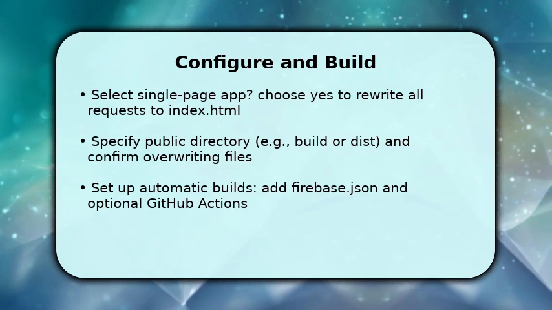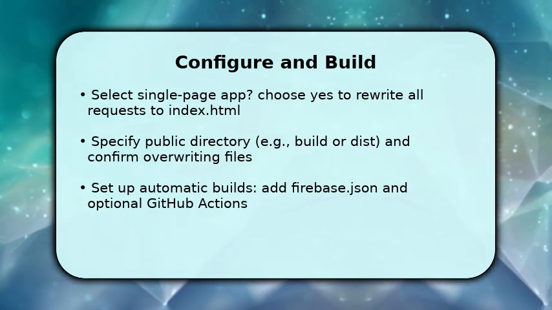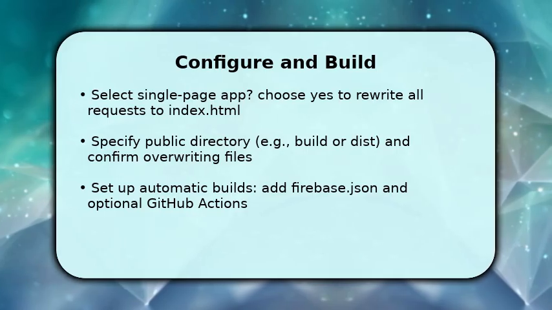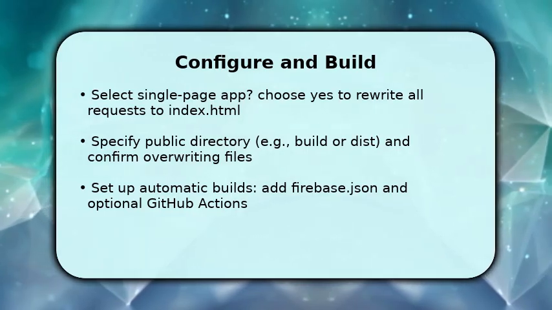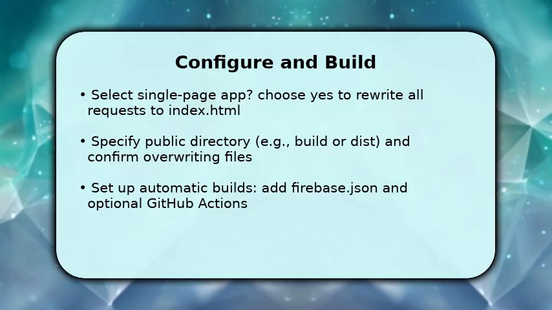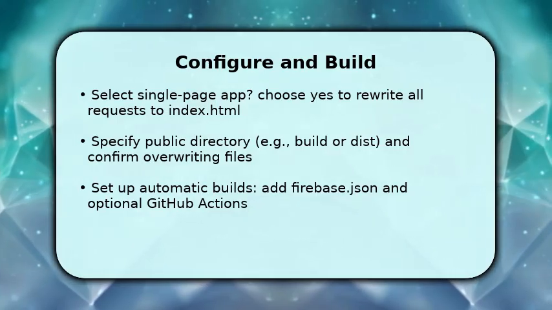If you want continuous deployments, set up the provided GitHub Actions workflow so pushing to main triggers deploys automatically. You'll finish by deploying and validating the live site.